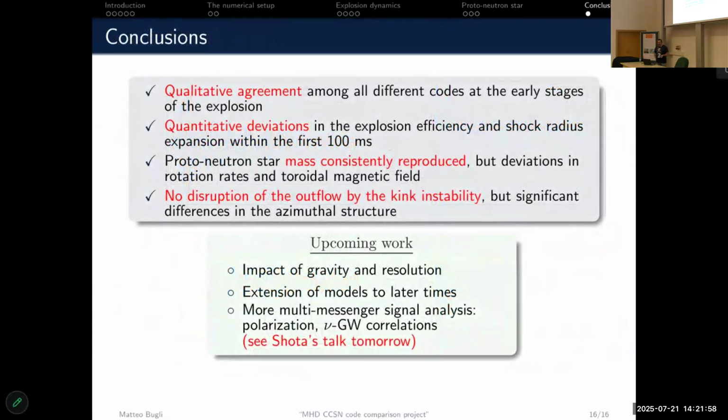I will leave you with my conclusion. Essentially, I will not go through much once again. We definitely need to do more and more multi-messenger analysis. We will see, for instance, Shota's talk tomorrow about that.